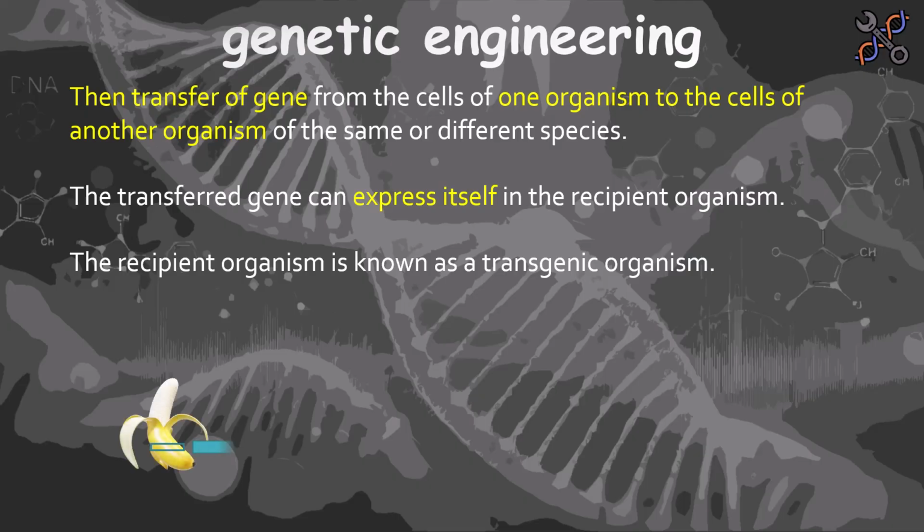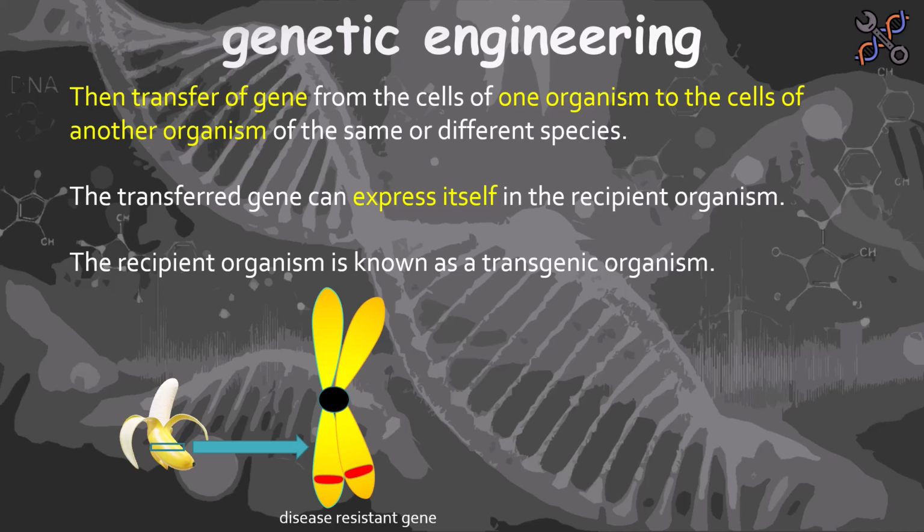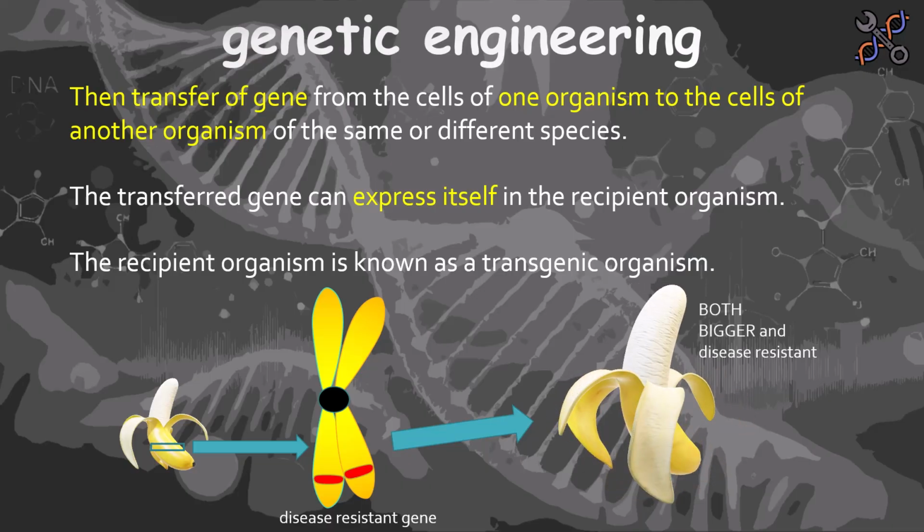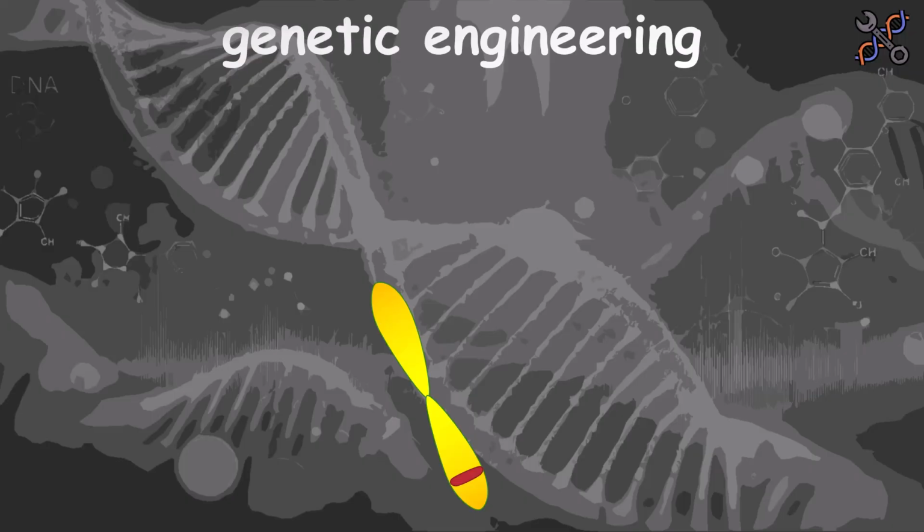To give an example, we have this small banana, which has a disease-resistant gene. So if we transfer that gene into a big banana, the resultant offspring can be both big and resistant to disease. A real-life example is the production of human insulin by a transgenic bacterium. First, we need to have the insulin gene from human chromosome 11.